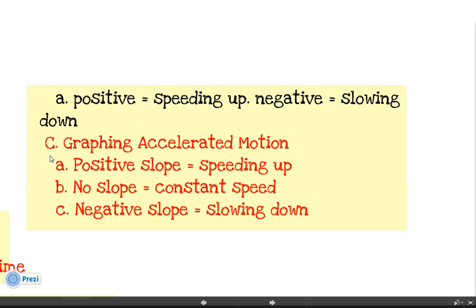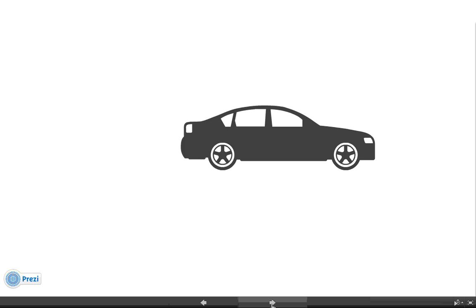What did I just say? Graphing accelerated motion. Positive slope, you're speeding up. No slope is constant speed. A negative slope is slowing down. Okay? There you go.